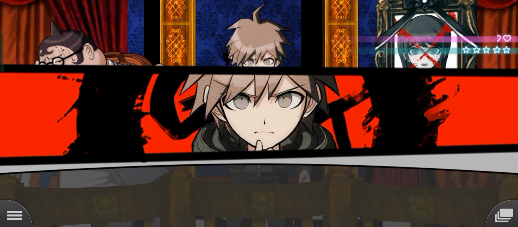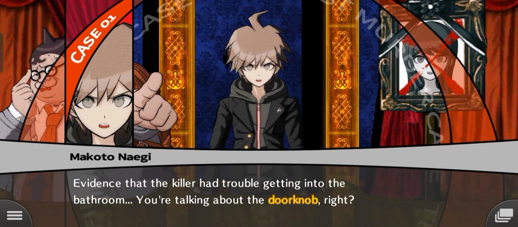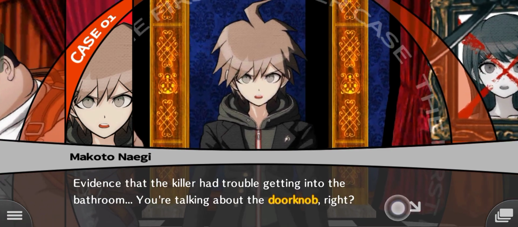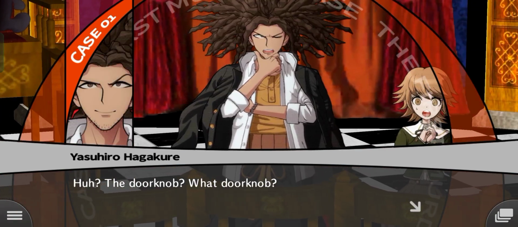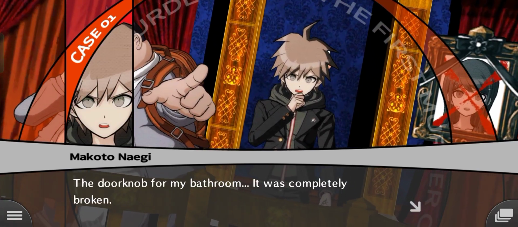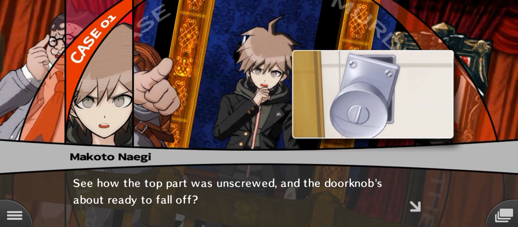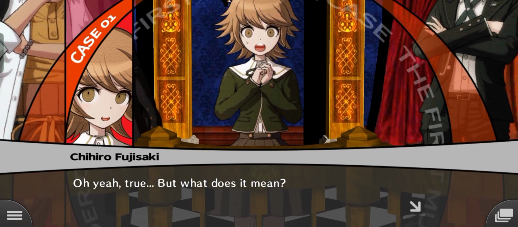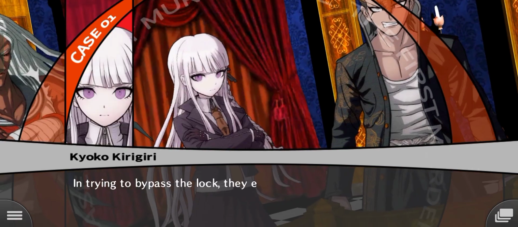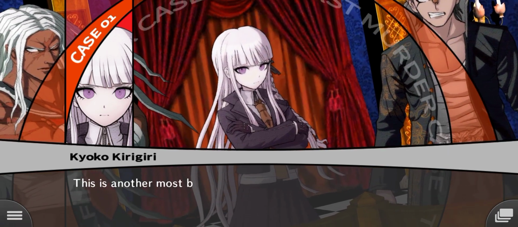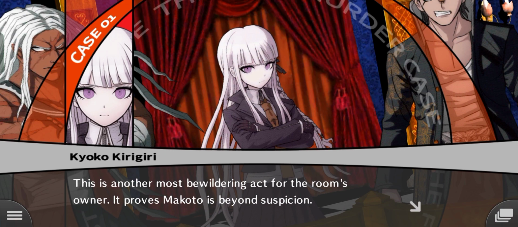I got it! Evidence that the killer had trouble getting into the bathroom. You're talking about the doorknob, right? Huh? The doorknob? What? The doorknob for my bathroom. It was completely broken. See how the top part was unscrewed? And the doorknob's about ready to fall off? Oh, yeah, true. But what does it mean? In trying to bypass the lock, they ended up nearly removing the entire doorknob. This is another most bewildering act for the room's owner. It proves Makoto is beyond suspicion.